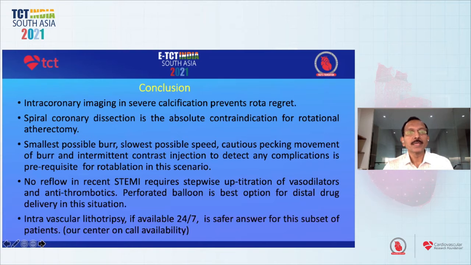So to conclude, intracoronary imaging in severe calcification prevents rota regret. In our patient, we thought that the calcium is not heavy, so we tried a provisional rota ablation. Spiral coronary dissection is an absolute contraindication, in addition to thrombus, for rotational atherectomy. Smallest possible burr size, slowest possible speed, cautious pecking movements of the burr, and intermittent contrast injection to detect any complication are prerequisites for rotablation in this scenario.